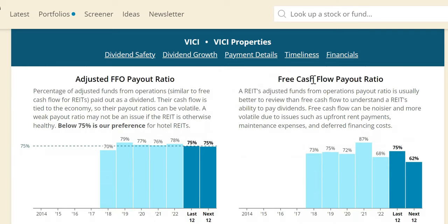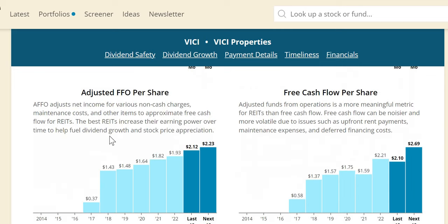Free cash flow payout, always what we put your attention to. However, for REITs, it's a lot more volatile. So we look at the adjusted FFO, funds from operation payout. For hotel REITs, we want to be a bit more specific, below 75%. Now we can see over the last few years, it has straddled around that. However, 2023 and 2024 are expected to sit at that 75% level. So no real worries there so far based on this information.